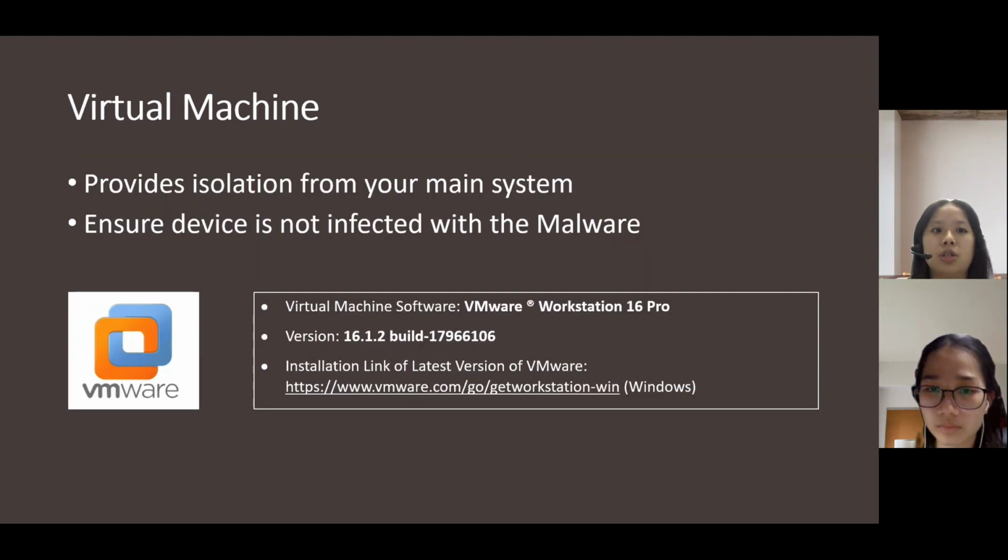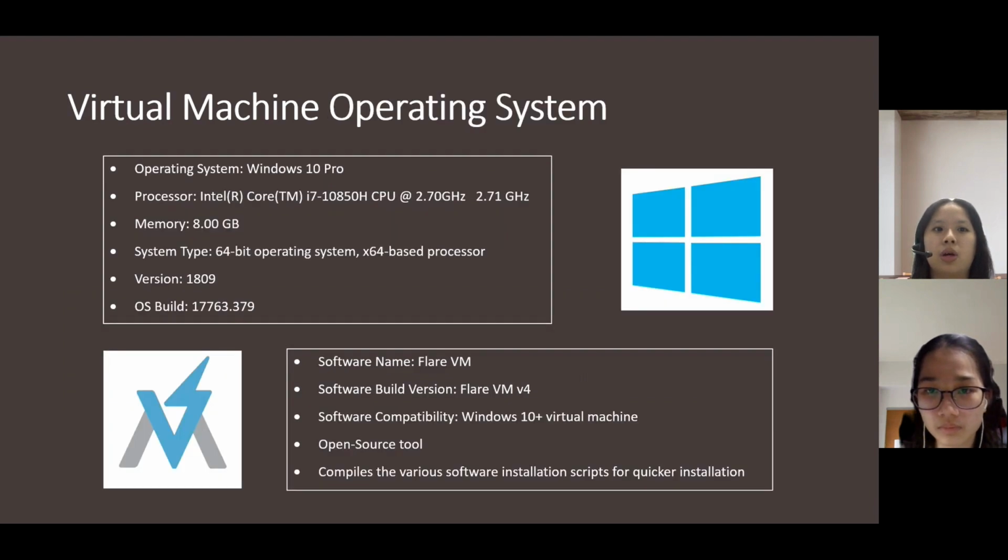Next, the reason why we use the virtual machine was to ensure that there was isolation between our host machine and the machine we are running our virtual machine on. This will help ensure that our device will not be infected with the LuckyCat malware. For the operating system of the virtual machine, we use Windows 10 Pro, with around 8 GB of memory, running a 64-bit operating system.